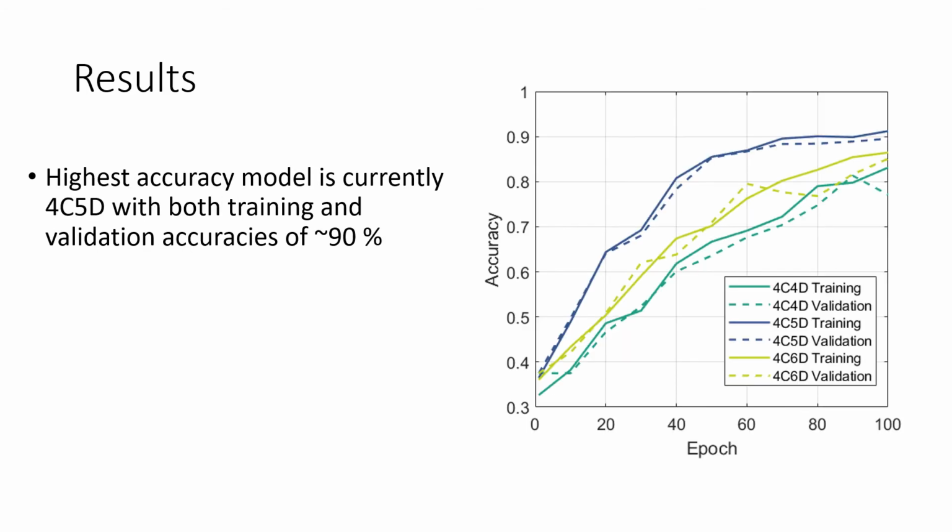So just a quick results page. What you see here are several different model architectures that we've trained, all pretty high accuracy scoring, but the best one is 4C5D, which has both a training and validation accuracy of 90%, meaning that if you put in a reflected light image of some meteorite thin section that's 512 by 512 pixels or 256 by 256 pixels, then 90% of the time it will accurately predict its label, its petrologic type, which is really cool.